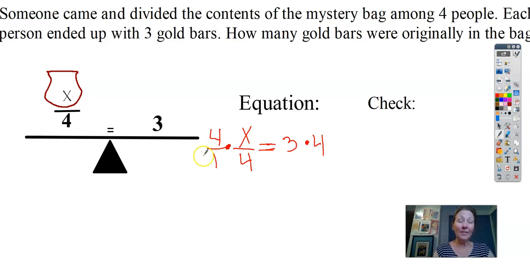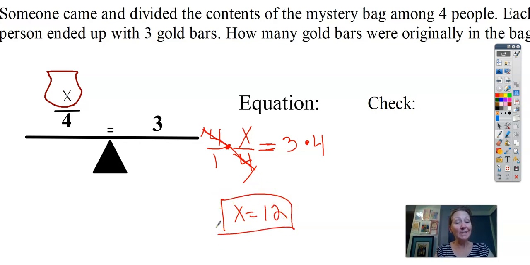So on this left side, I have 4 over 1 times x over 4. Remember, when you cross cancel or you simplify before you multiply, this makes my giant 1. It's just another way of saying 4 divided by 4. Or I'm saying there's a 4 in the numerator and a 4 in the denominator, and I can divide out that 4. That leaves me with x equals, 3 times 4 is 12. X equals 12.